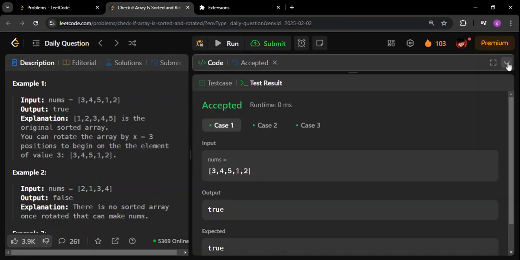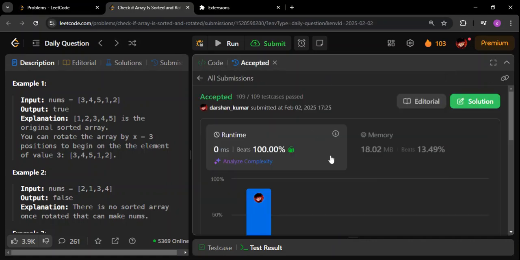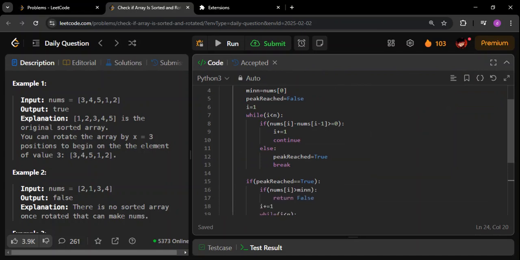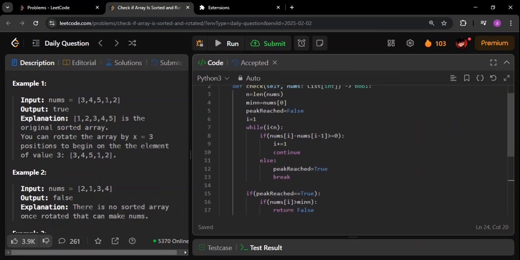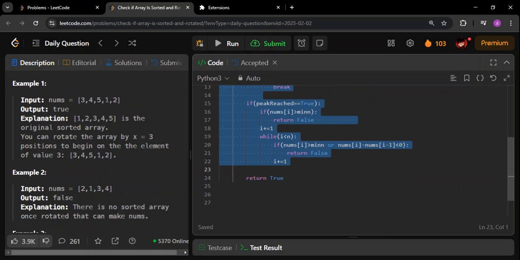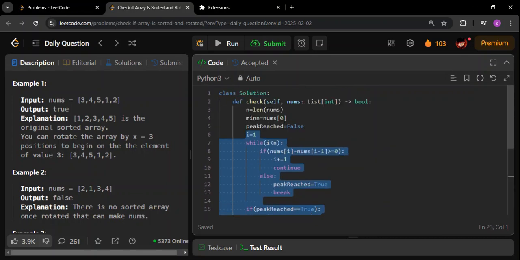Let me quickly run this and show it to you. As you can see, this is clearing all the test cases, and I've already shown you this was beating 100% of the solutions. If you talk about the space and time complexity, as you can see, we are just going through each element only once, so it is an O of n solution in terms of time complexity.